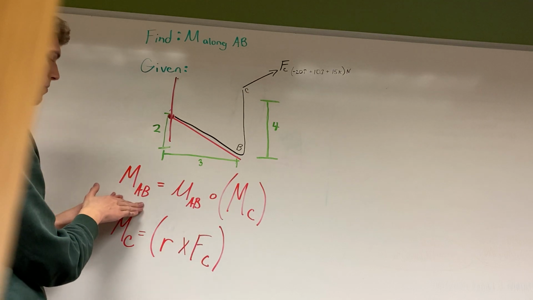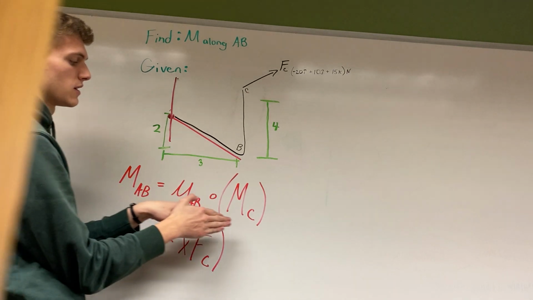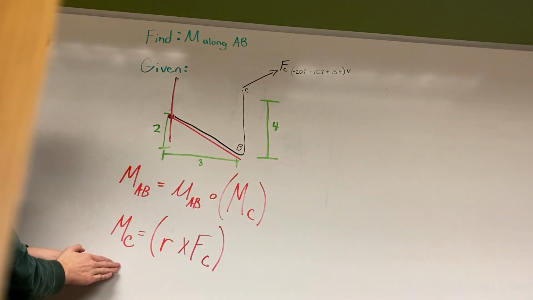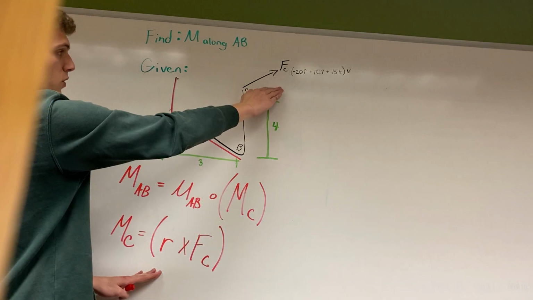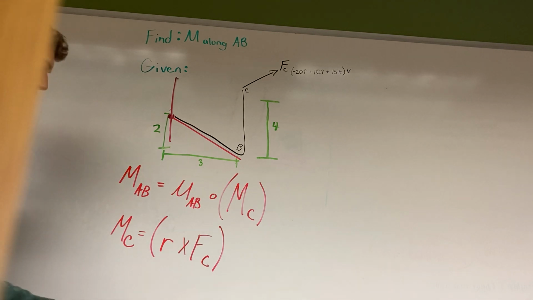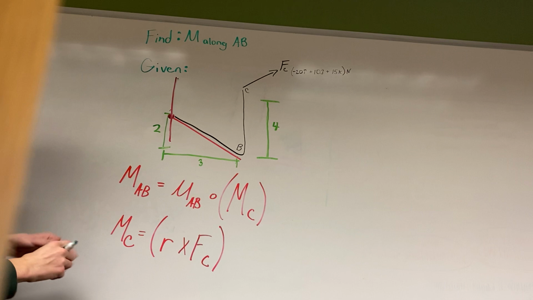We need to realize the moment of AB is created by the direction of AB times the moment on the system. Then we need to break down the moment of the system given our force and the distance that it is from our point of rotation. Those two seem to make sense. So we're going to break this down then.